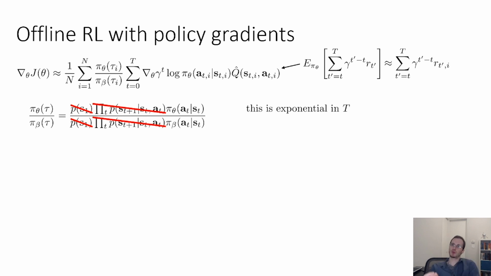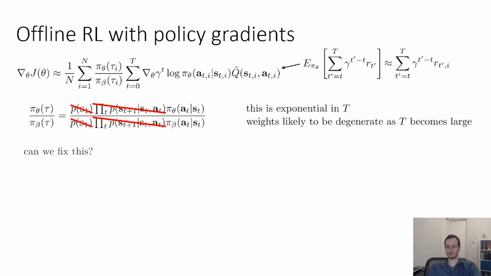Unfortunately, these importance weights are going to be exponential in the horizon capital T because you're multiplying together capital T probabilities, each of which are going to be less than 1, which means that as t increases, your overall numerator and denominator will go to 0 exponentially. And that's why importance sampling in the RL setting, at least when done in this way, has very poor numerical properties. So the weights are very likely to be degenerate as capital T becomes large.